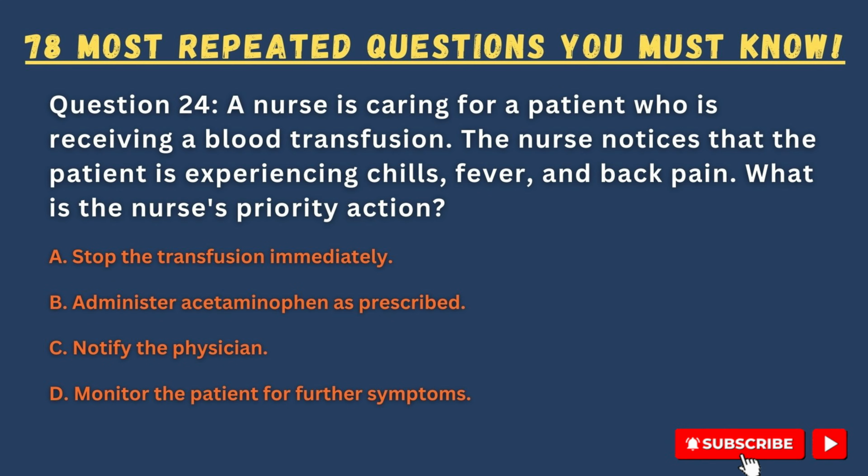Question 24. A nurse is caring for a patient who is receiving a blood transfusion. The nurse notices that the patient is experiencing chills, fever, and back pain. What is the nurse's priority action? A. Stop the transfusion immediately. B. Administer acetaminophen as prescribed. C. Notify the physician. D. Monitor the patient for further symptoms.